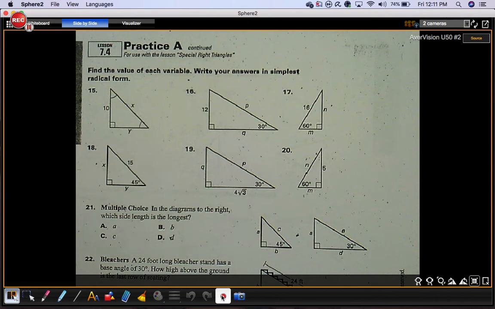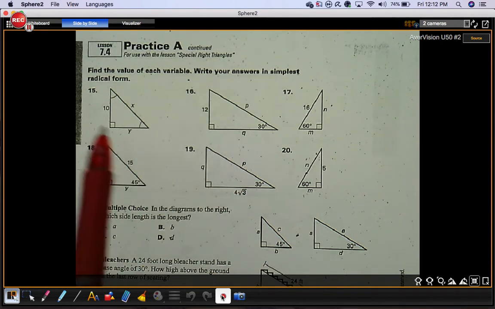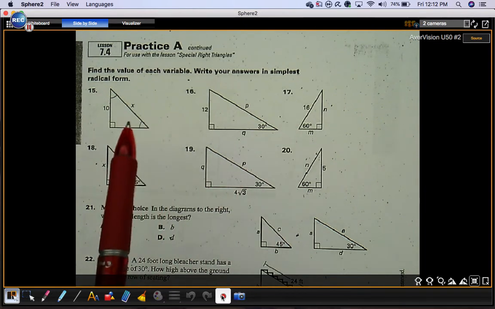This is practice A for section 7.4. We're looking at the back of the worksheet. We're going to find the value of each variable. We're going to write our answers in simplest radical form. This shouldn't take a lot of time. There's not a lot of calculation to be done here.